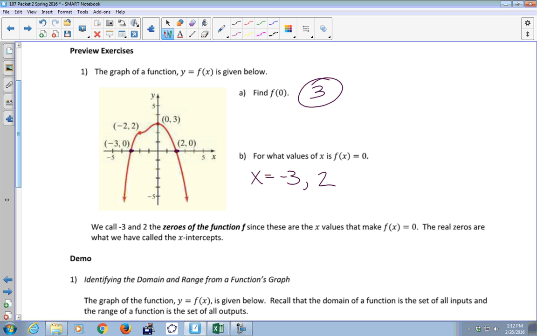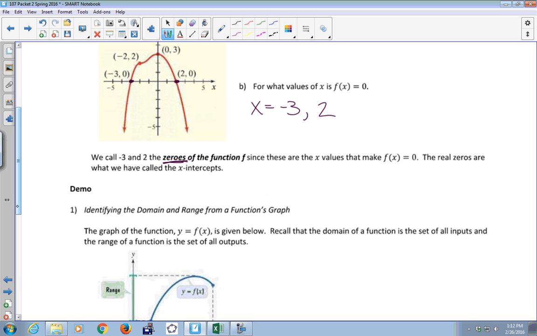All right, so a new vocabulary word, which I will introduce again, but just so you know, -3 and 2, those are called the zeros of the function f, because those are the x values that make the function equal 0. When zeros are real numbers, then we call them the x-intercepts of the graph.